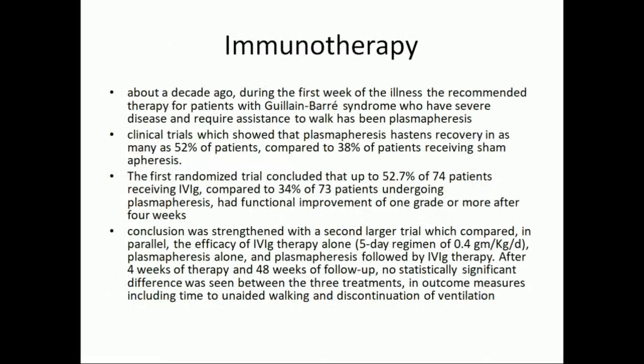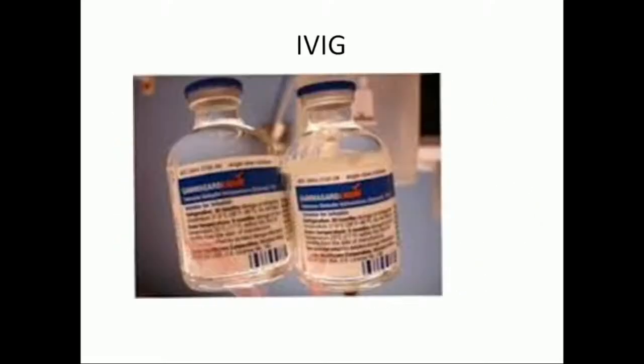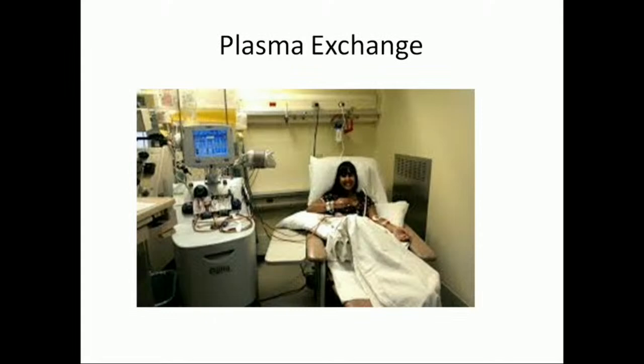Immunotherapy, the treatment of choice is IVIG in pediatric. In adult they may do plasmapheresis, and the efficacy is quite similar. So IVIG we usually give 2 gram per kg over a period of 2 to 5 days. Either you give 400 milligram per kg per day for 5 days, or you can give 1 gram per kg per day for 2 days. So IVIG is a drug of choice.